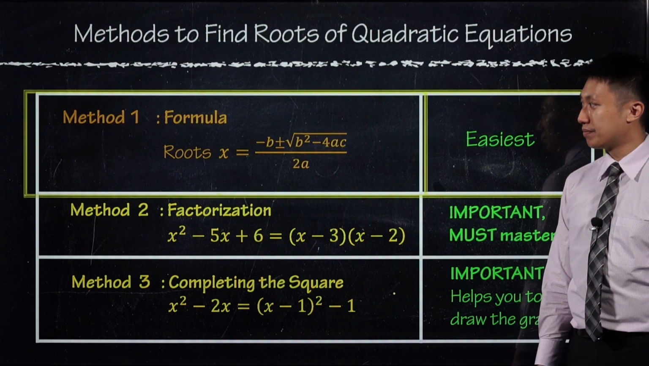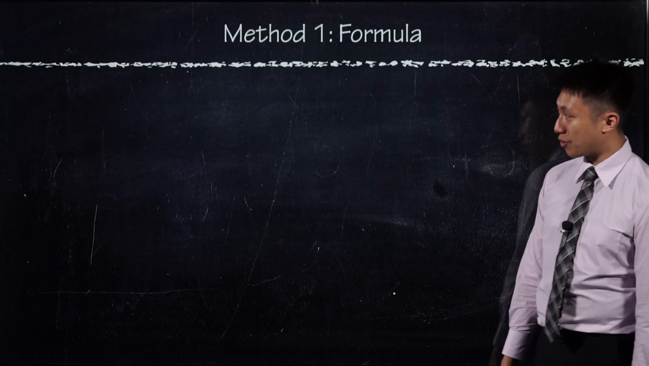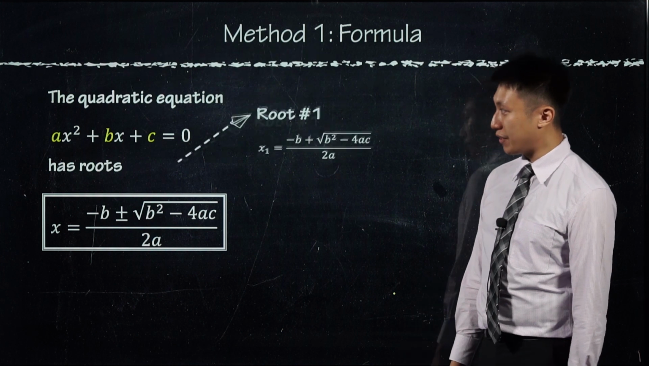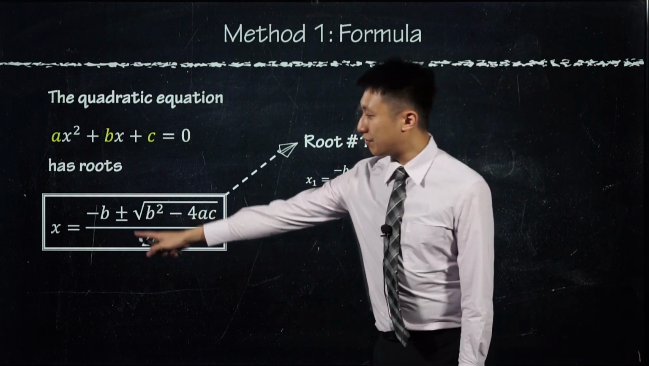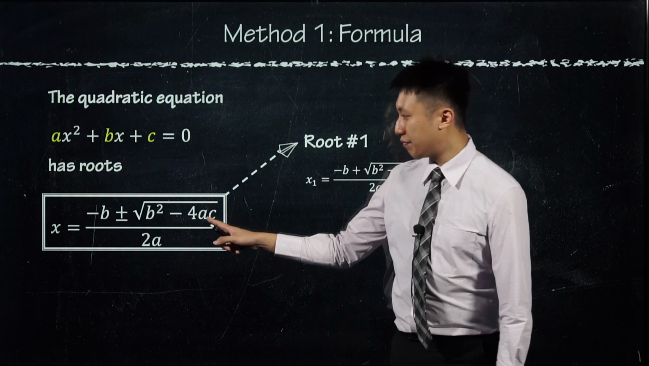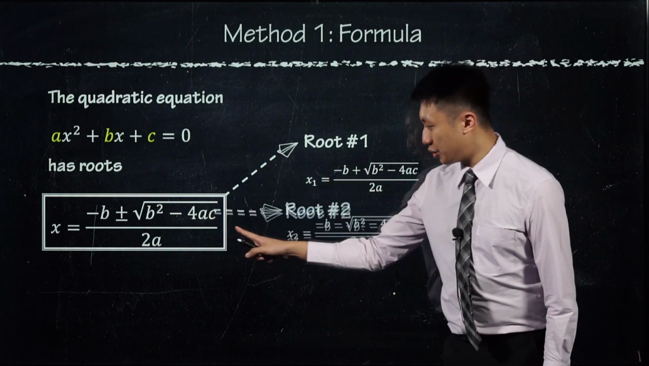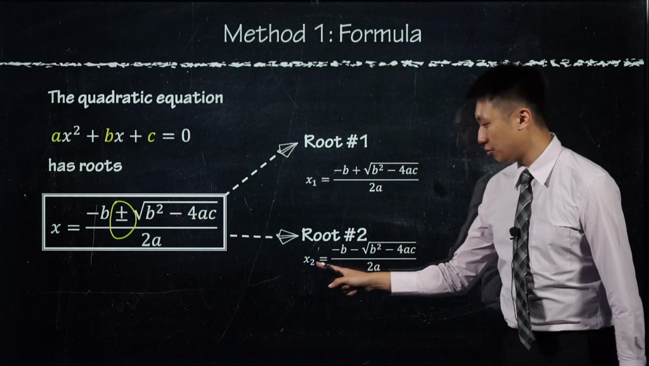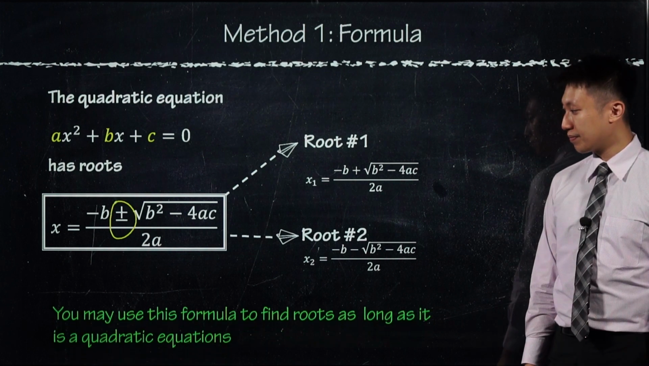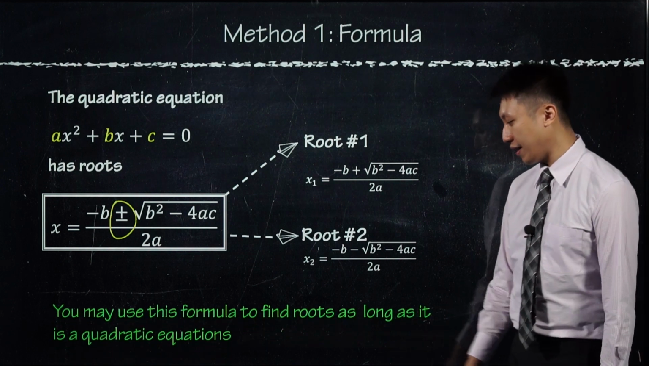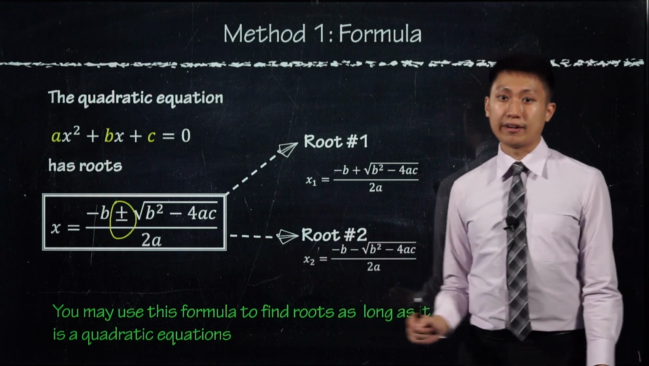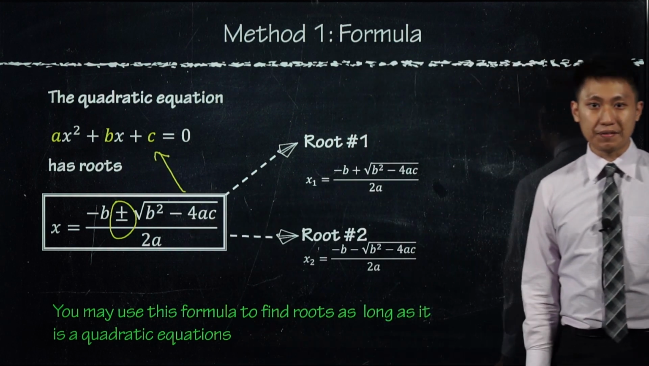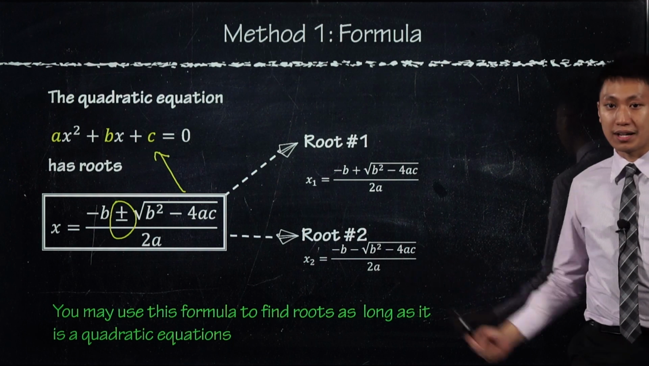Method 1, formula. Before this, I'll just tell you what's happening here. This formula is given in the exam, and the first root will be this one. The second root will be this one. You see the plus minus. Plus minus means one answer is plus, one answer is minus. You may use this formula to find the roots as long as it is a quadratic equation. This works for quadratic equations only. If it's power 3 or something that is not a quadratic equation, you can't use it.